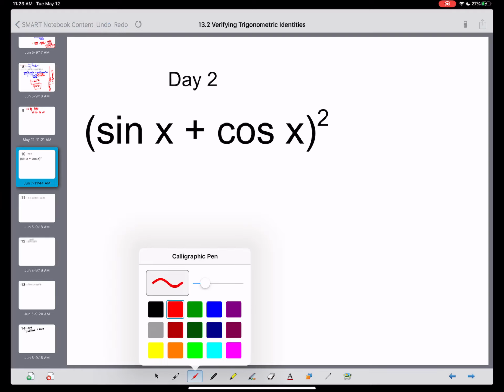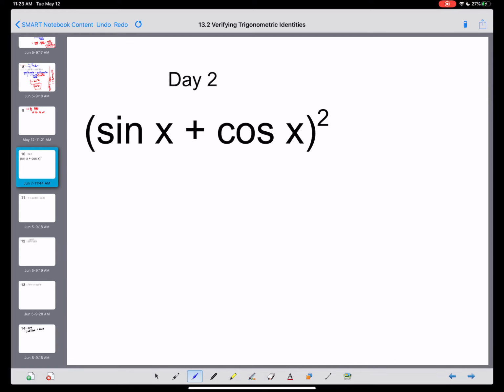All right, for this, I'm just going to go through some work, just work things out. Sine x plus cosine x, because it's squared, we want to square it.